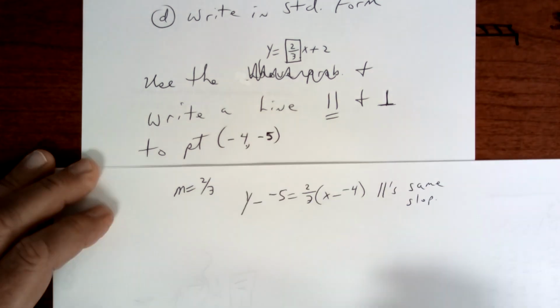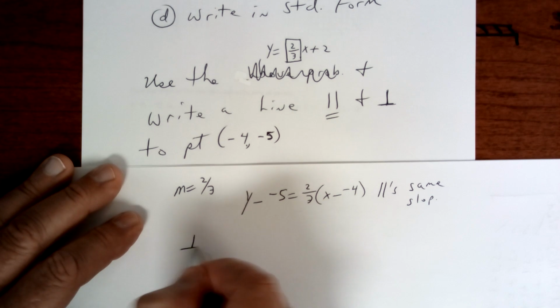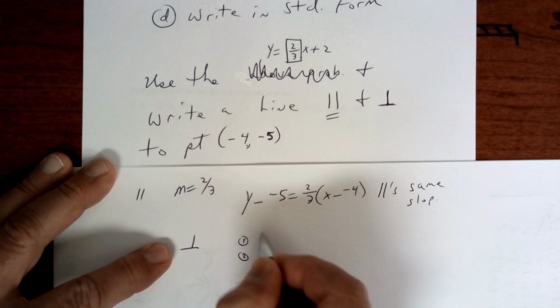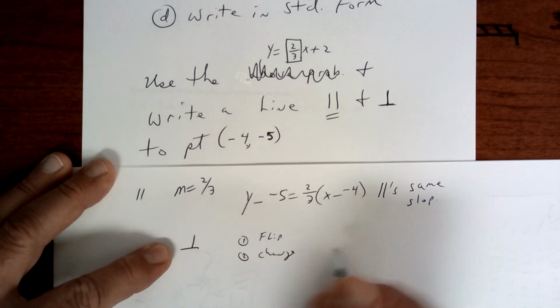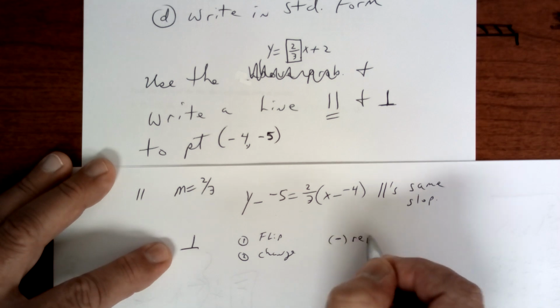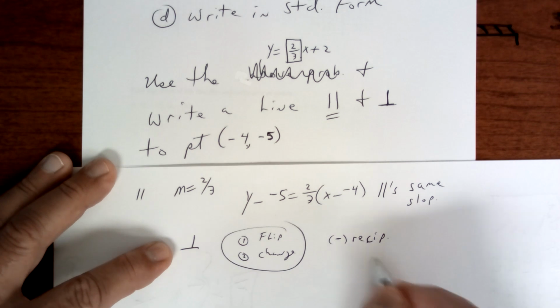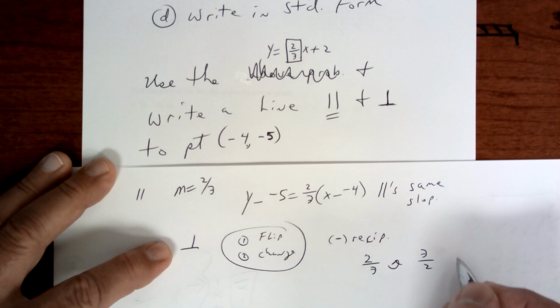Okay? Let's do perpendicular. 90-degree lines. To do perpendicular lines, you're going to do 2 things. 1, 2. You're going to flip it and change. Write that down. The book says negative reciprocal. Same thing. Okay, flip and change. So take 2/3, flip it, and get 3/2, and then change it to a negative. This is what we want.